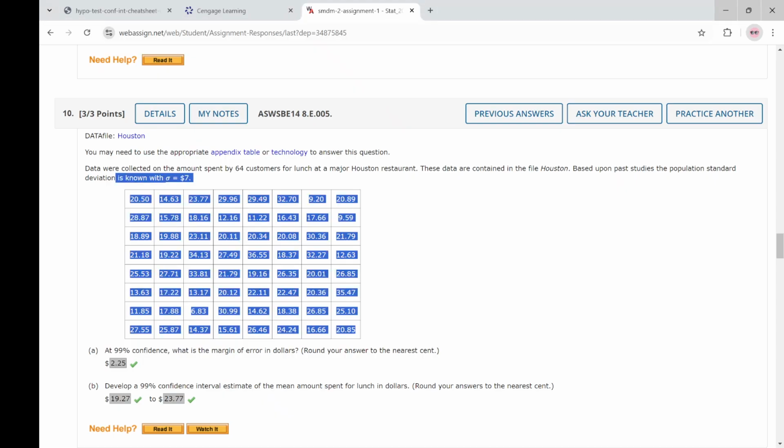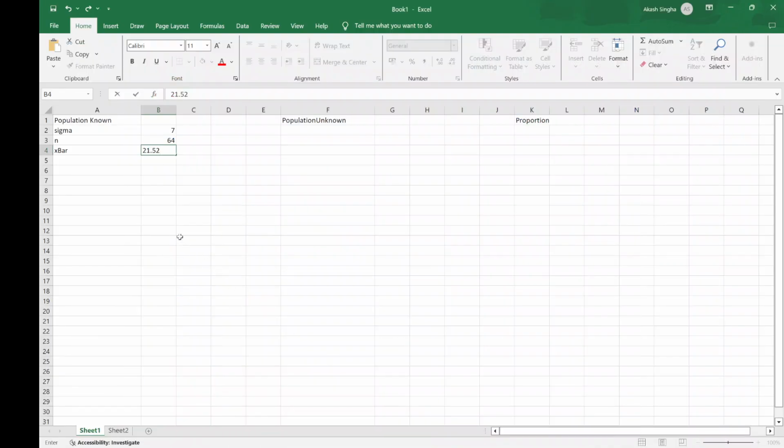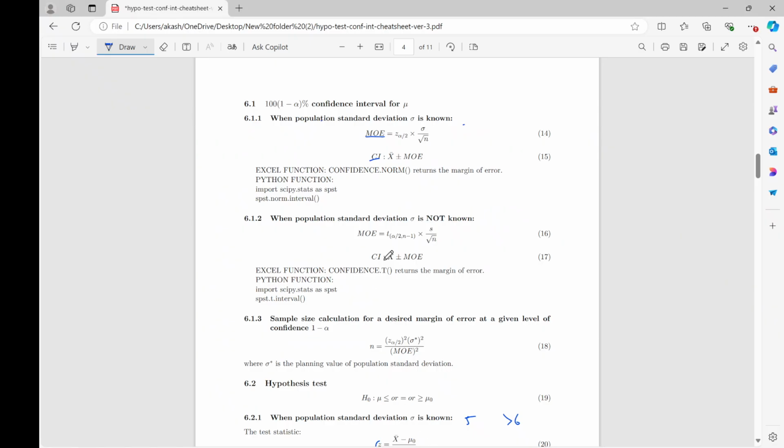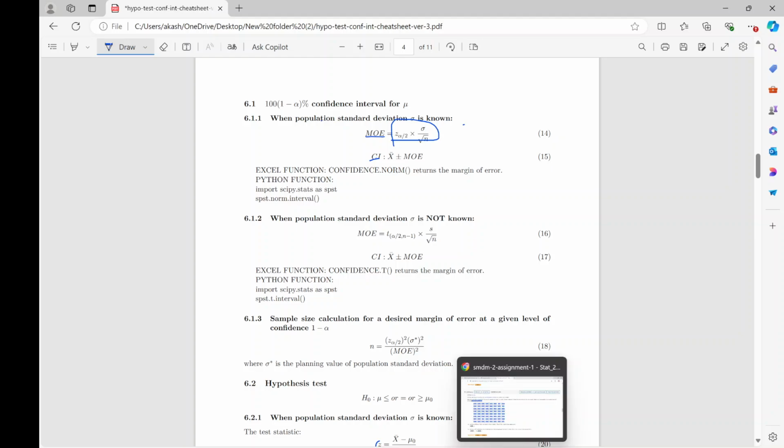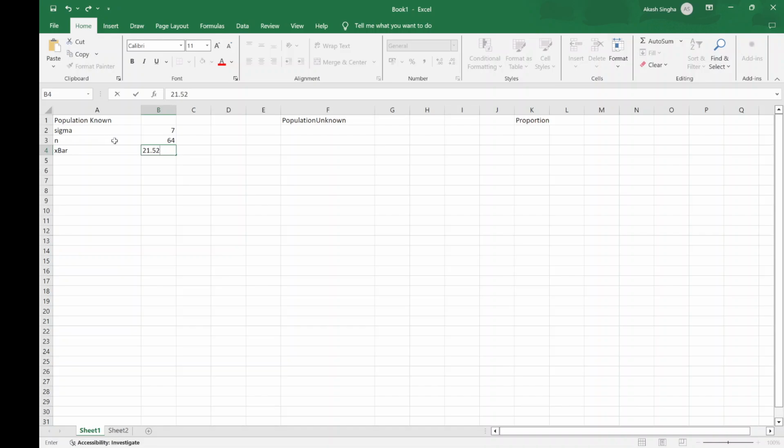Okay, now at 99% confidence, what is the MOE? The formula for MOE is z alpha by 2 times sigma by root n. Sigma is given, n is given. We can calculate sigma by root n, which is the standard error. Sigma over 64 to the power 0.5 is 0.875.